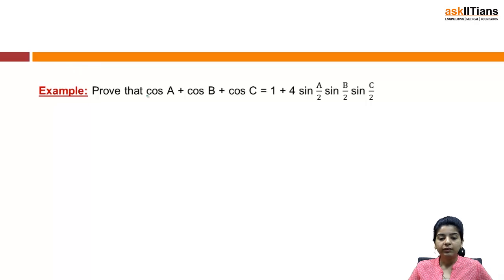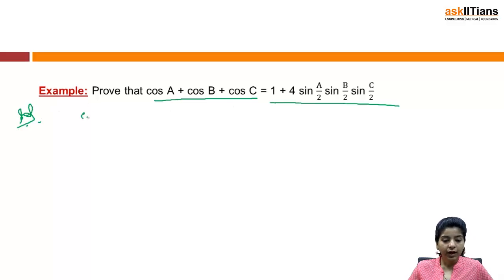So once you practice questions, it will automatically get fit into your brain. Okay, so we have an example based on this that says prove that cos A plus cos B plus cos C is equal to 1 plus 4 sin A/2 sin B/2 sin C/2. So we have cos A plus cos B plus cos C minus 1. First of all, we consider this, right?